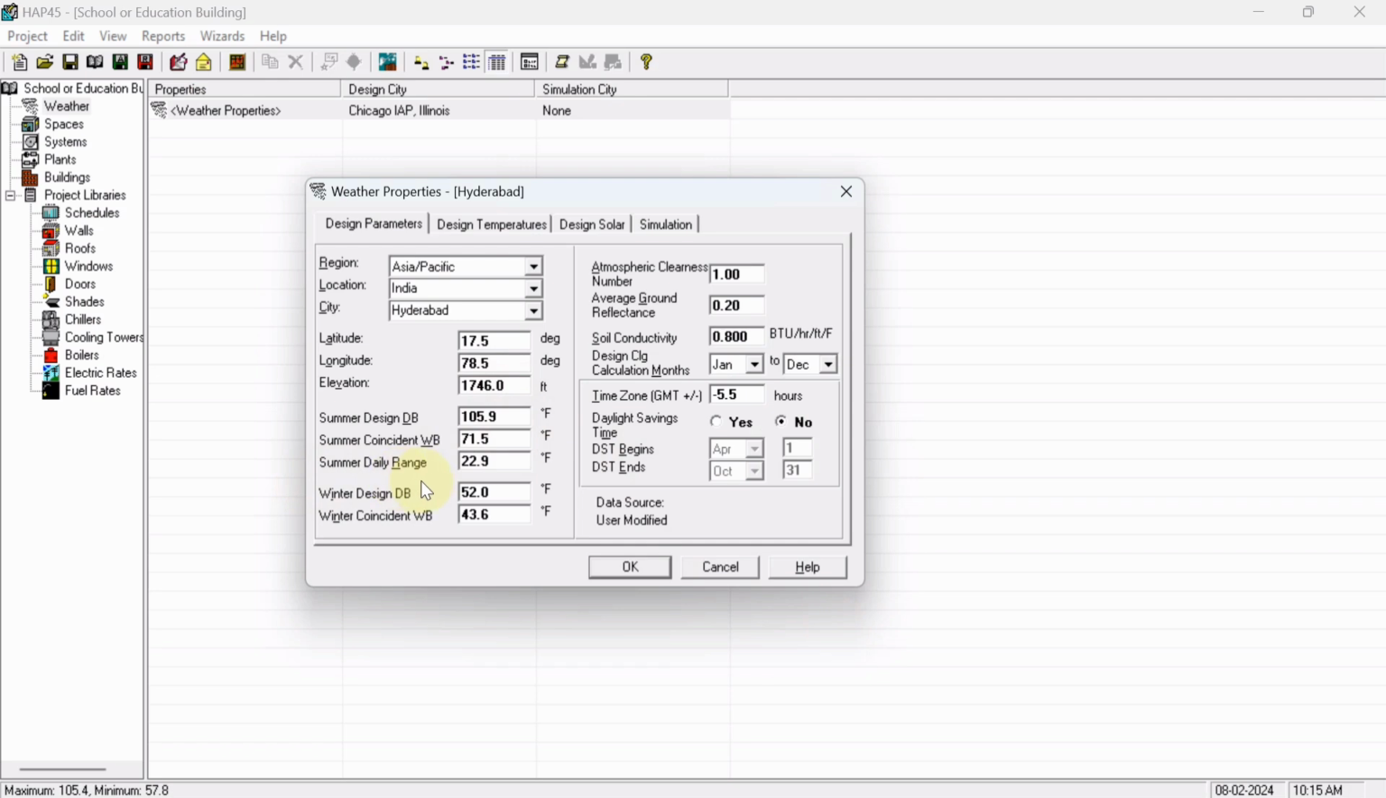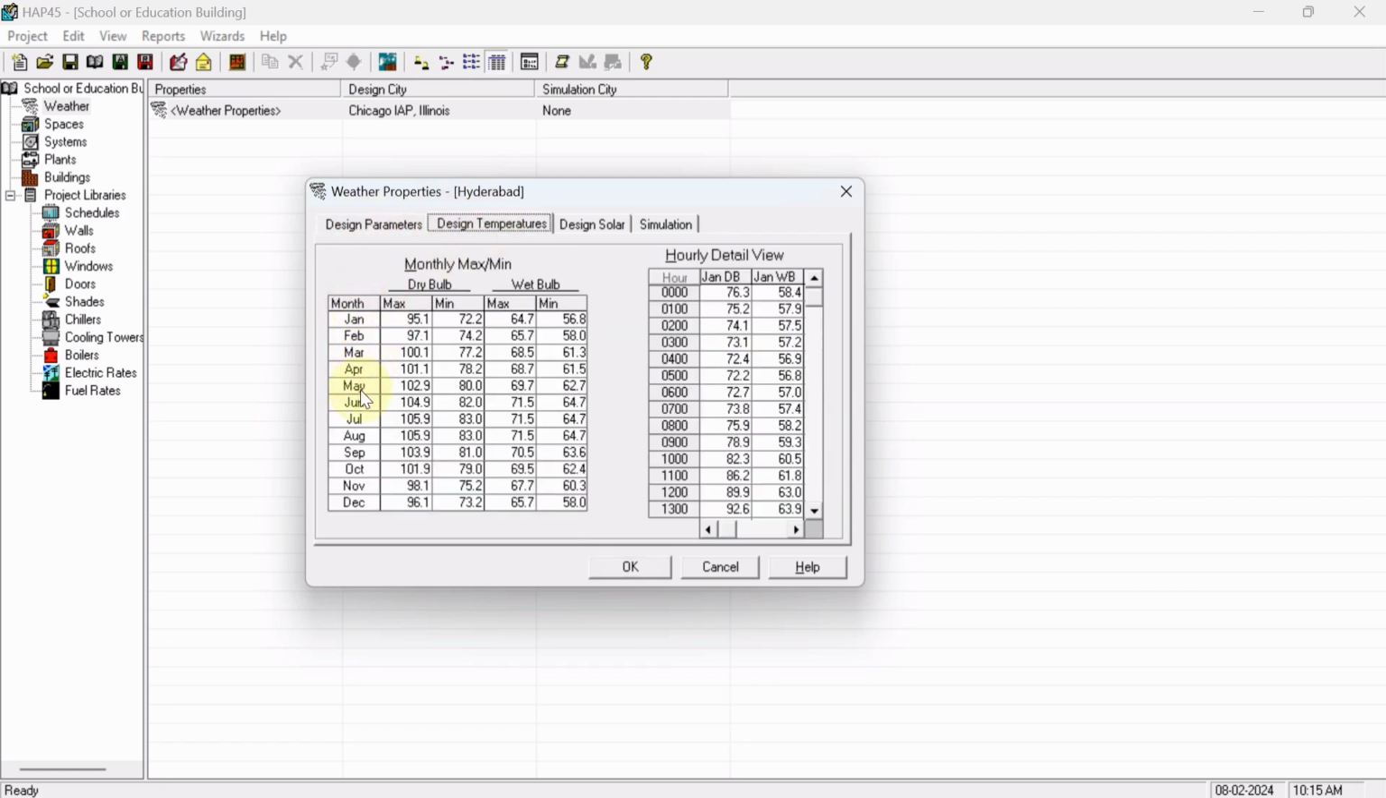Now, summer daily range. First of all, you have to try to understand what you mean by summer daily range. In simple language, summer daily range refers to the difference between the highest and lowest temperature recorded within a single day during the summer season. From where will you get this value? Simple, just as per your design parameter. When you open the design temperature, here you will get the peak temperature, 105.9.